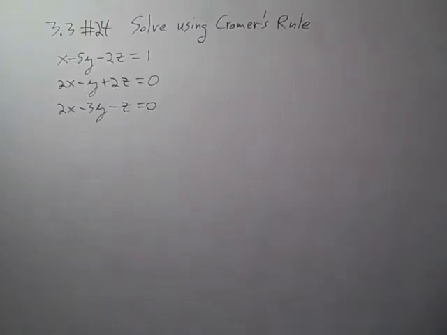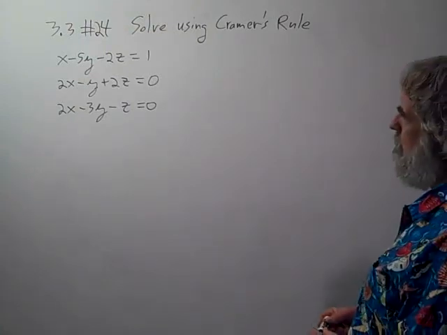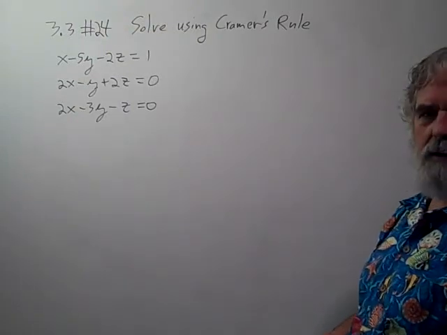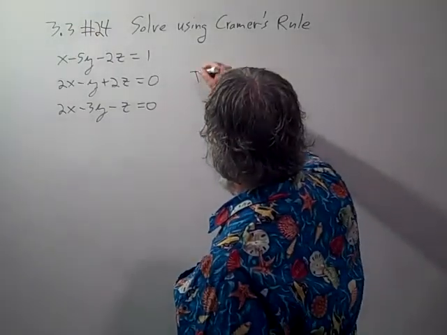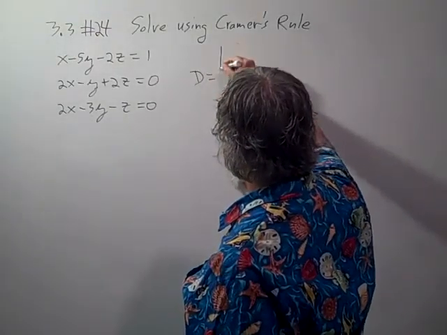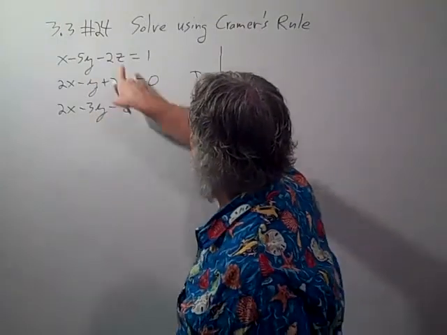So we're supposed to solve this 3 by 3 linear system, 3 equations with 3 unknowns, using Cramer's rule. That requires us to find 4 determinants. The first determinant consists of the coefficients from the left side of the equation.